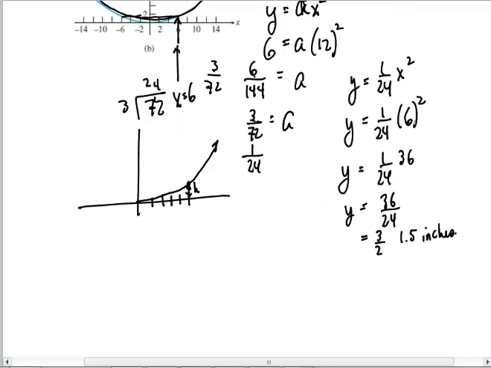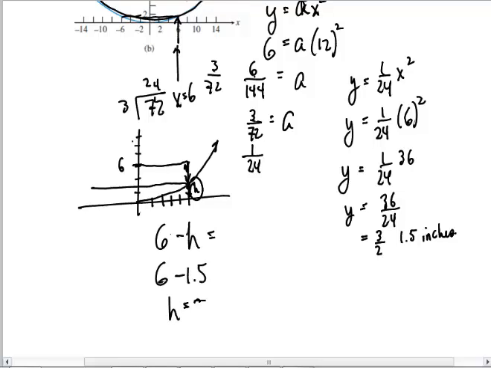If I know that's 1.5 inches high, and on the y-axis we need to go up to a height of 6, which is really over exaggerated in the drawing, then my remaining height of that cylinder is going to be the difference. So basically 6 minus this h will give me the height of my cylinder. So 6 minus 1.5, the height of the cylinder has to be 4.5 inches tall.